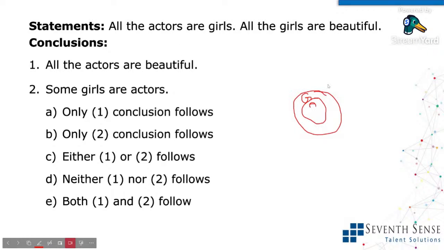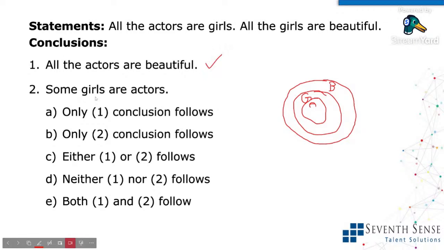All the girls are beautiful. So I have to take one more big circle around this, telling that it is beautiful. I don't know, but my diagram is surely ugly. Okay. Now all the actors are beautiful. Now you can check that all the actors are beautiful. Yes, the outermost layer is your beautiful, and the innermost is your actors.